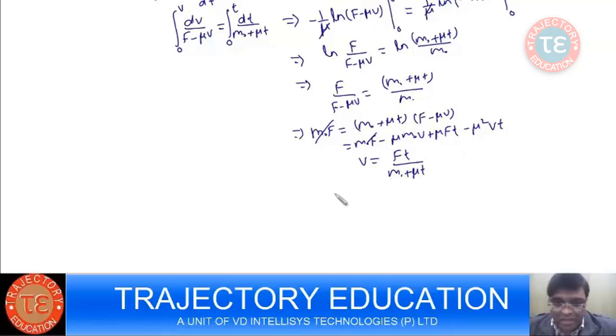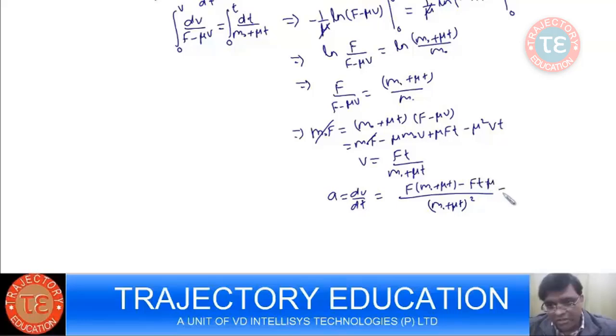Okay, that's fine. And acceleration is dv by dt. So that will come as the denominator (m0 plus mu t) squared, and you have F times (m0 plus mu t) minus Ft into mu. So that is m0 F.